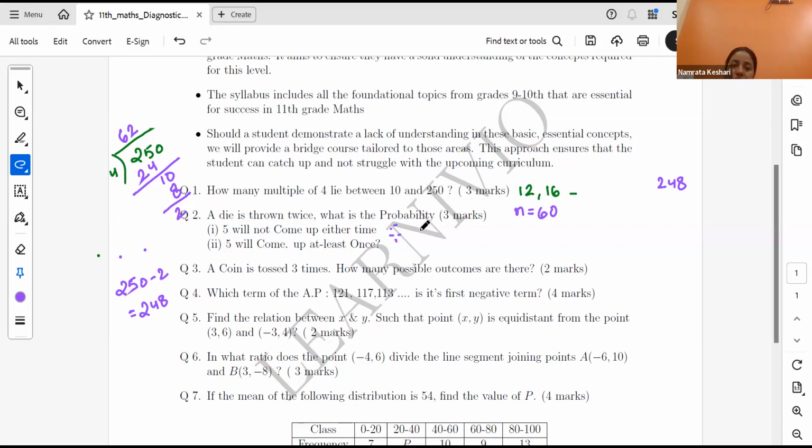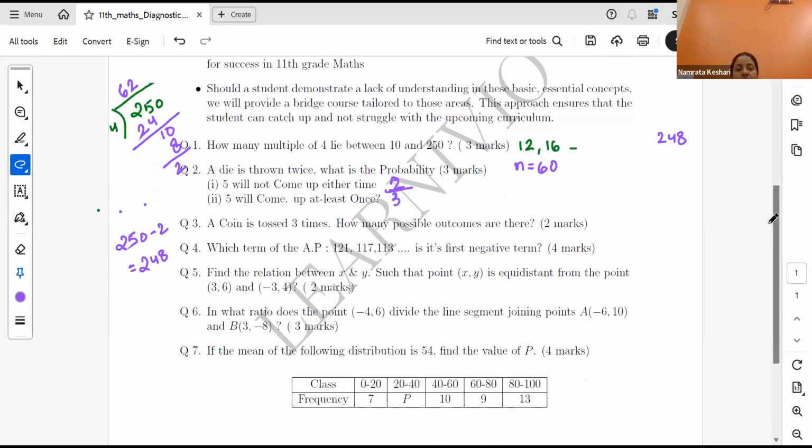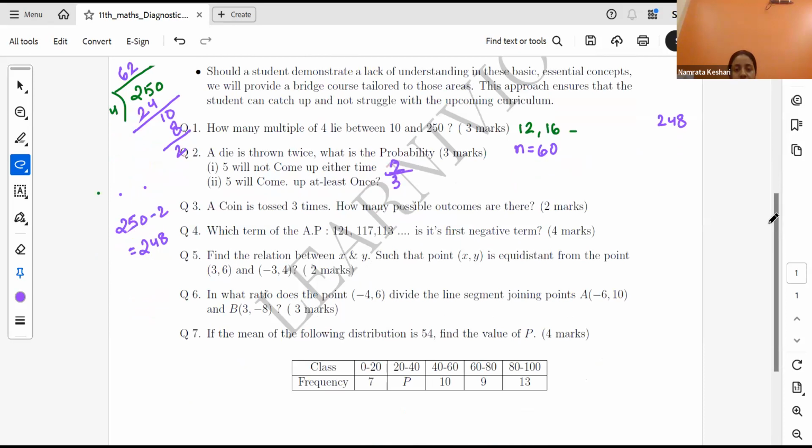Are you getting confused? No, 2 by 3. Okay, 2 by 3. What was the favorable number of outcomes? 24. Okay. The next one, 5 will come up at least once. So, 1 by 3. Okay.